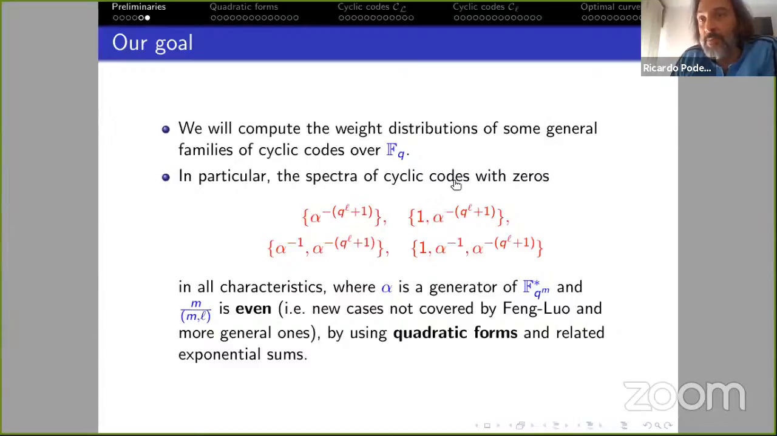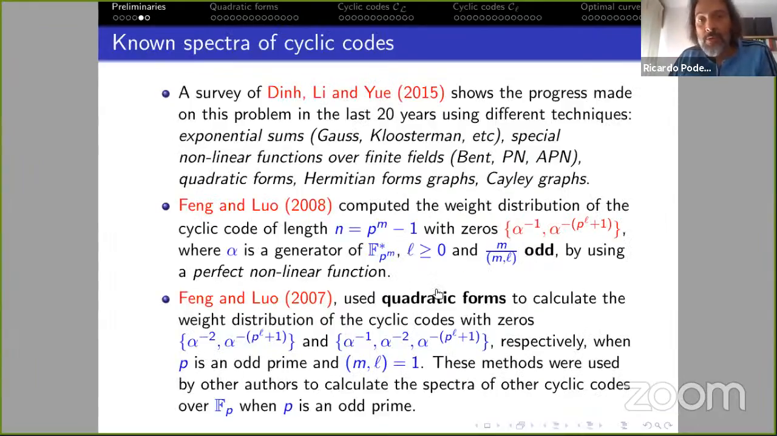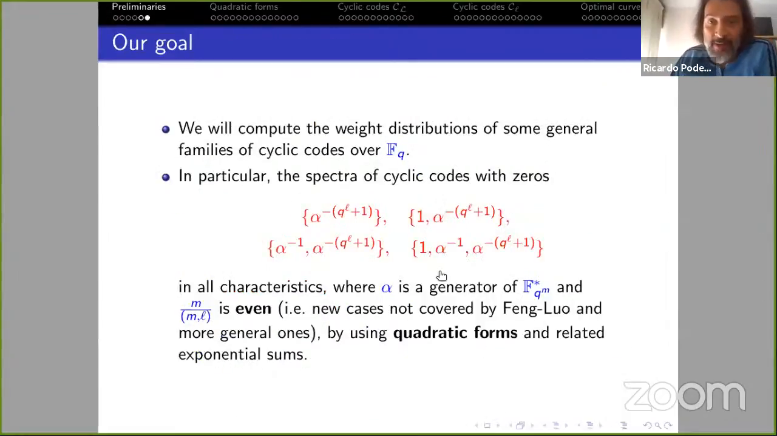These are different codes. A code with this zero, a code with these zeros, another code with these zeros, another code with these zeros. Okay, in all characteristics, and in the case where this number is even, recall here, this number is odd. And we're going to use quadratic forms. So we're mixing the problems and the techniques, okay?